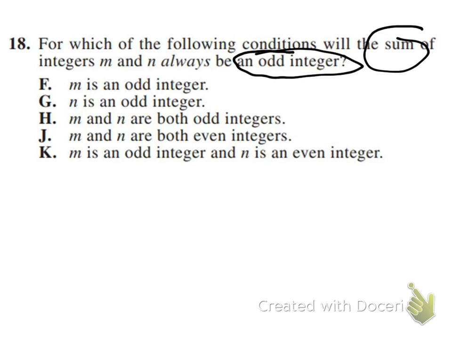One has to be even and one has to be odd, right? If you add two odds, what do you get? An even. If you add two evens, you get an even. All right, so that's what we're asking for. So it can't be that one, it can't be that one. M and N are both odd. If you add M and N, they're both odd, you get an even. So it's got to be K. M is odd and N is even.